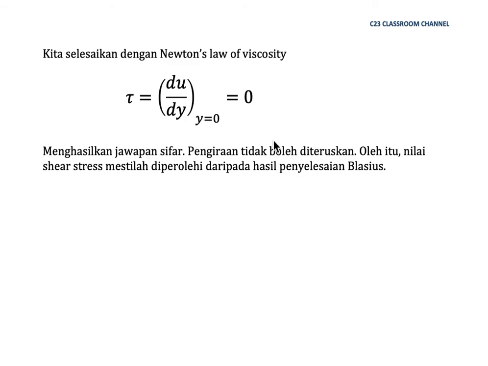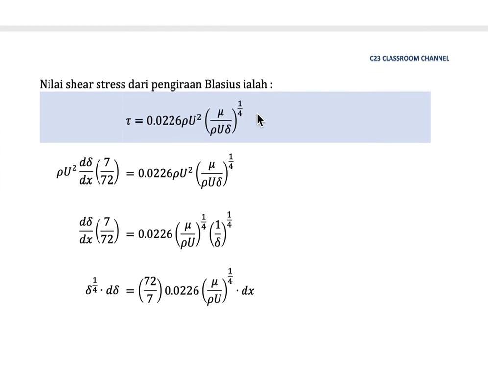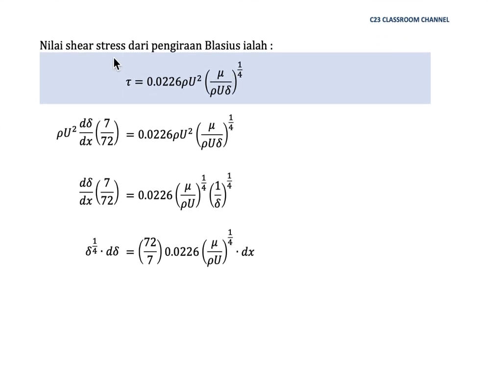So again, I would like to mention here that we cannot use Newton's law of viscosity because the value is 0. So what we use is the shear stress from the Blasius calculation. It will be given in the question. So let's say in this question, the Blasius shear stress value is 0.0226 rho u square, mu over rho u delta, to the power of 1 over 4.